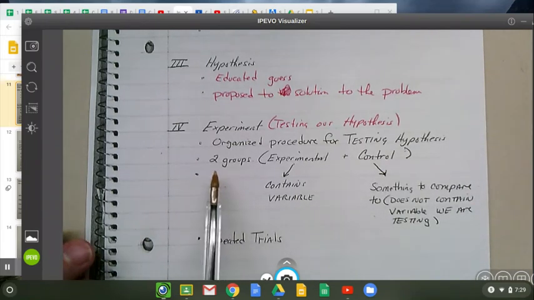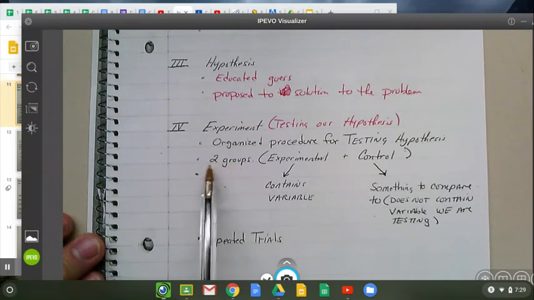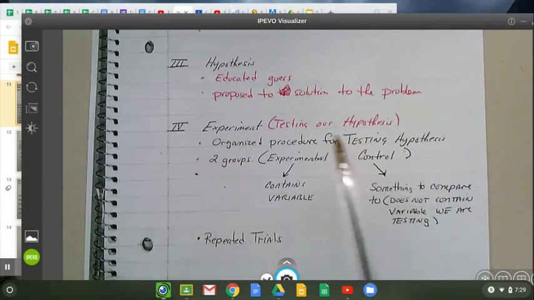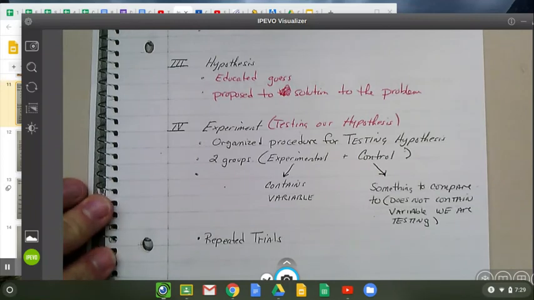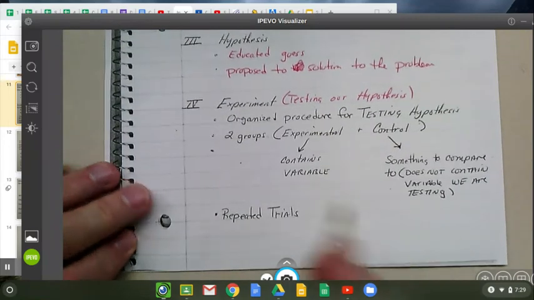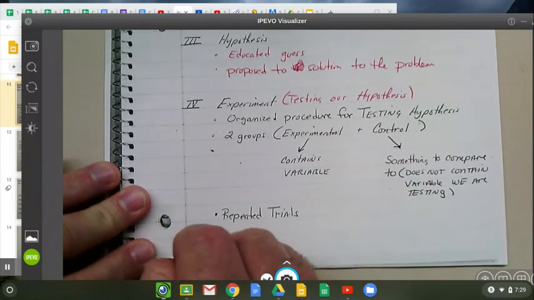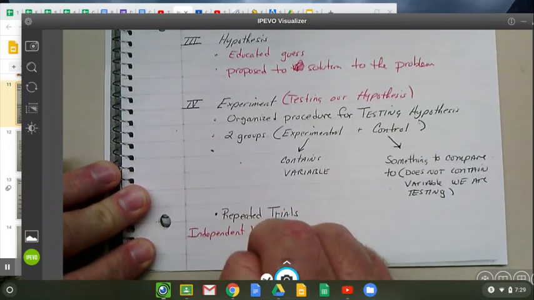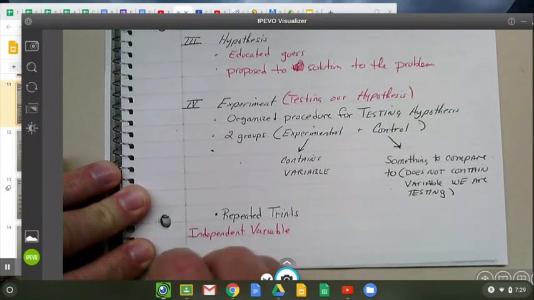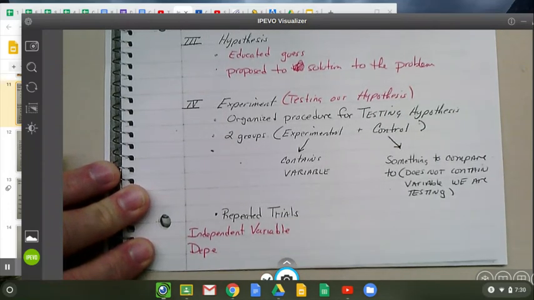So the first thing is we have two groups. We set it up with an experimental group and a control group. Now, an experimental group contains a variable. Now, there are two types of variables. Okay, two types of variables. One is called the independent variable. Make sure you're writing this down. And the other one is called a dependent variable.